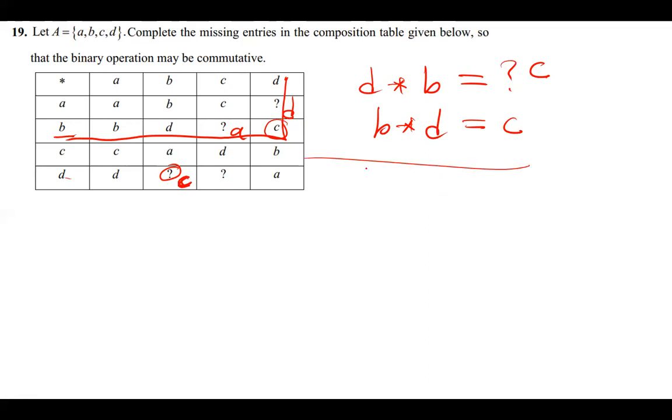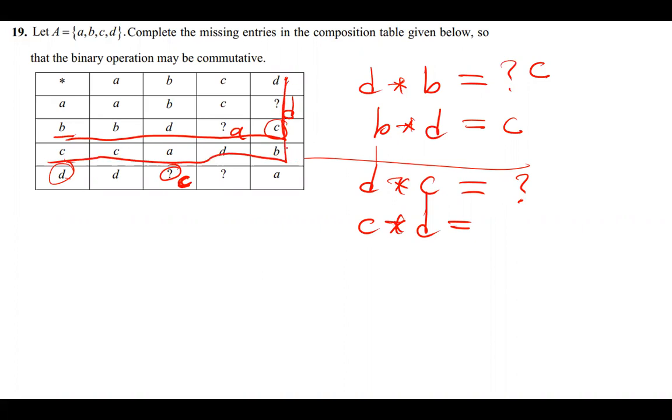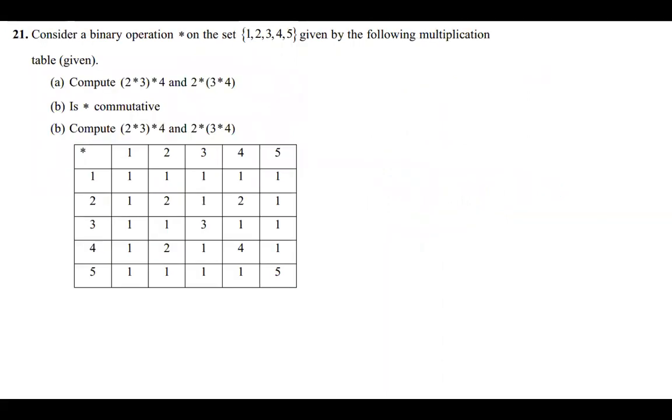Let me go to another one. The other one is D star C. So we've been told to find D star C, and then let us find C star D. So D is there, C is there. So the meeting point is B. So we have to put B there. So there we are supposed to put B. Hope everything is understood.